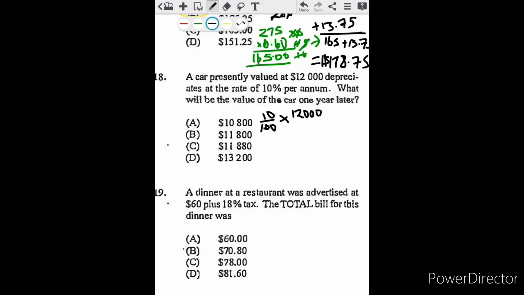Simplifying this, we'll take the 2 zeros off of the 12,000 and the 2 zeros off of the 100. Multiplying 10 by 120, we'll have 1,200. And now we need to subtract 1,200 from 12,000. So we have 12,000 minus 1,200, and simplifying that, we'll have 10,800. And that is A.